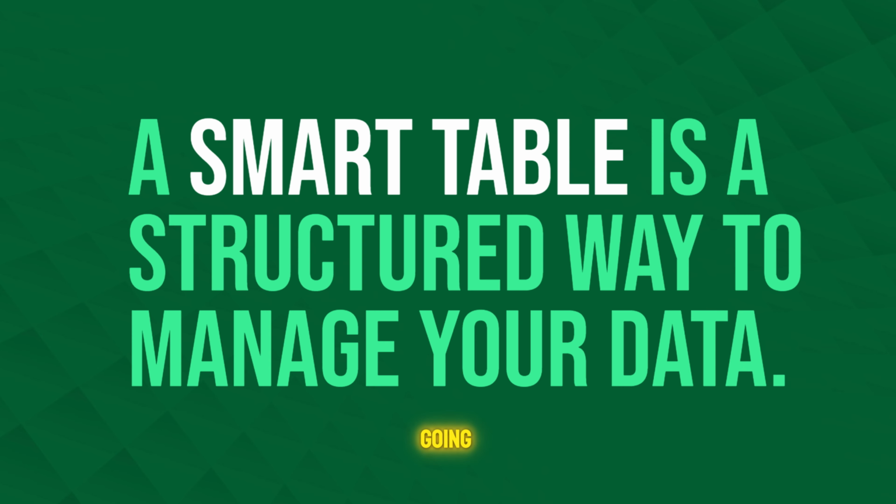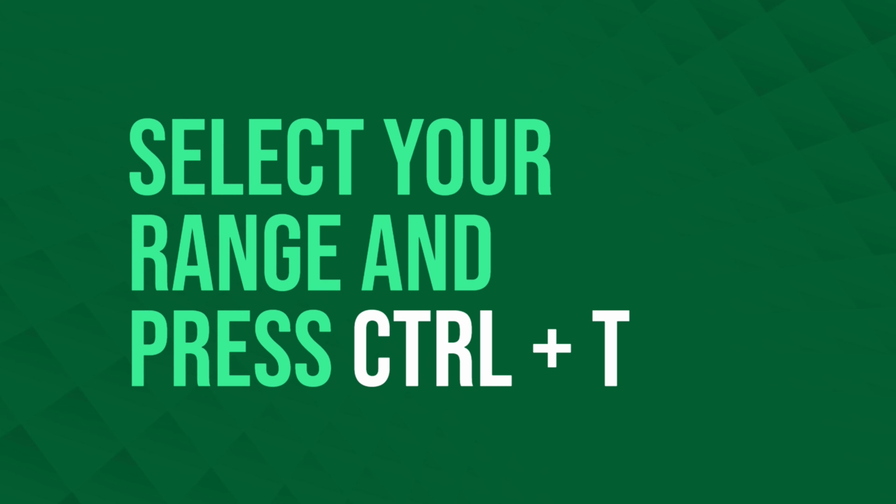First, we are going to discuss what a smart table is. A smart table is a structured way to manage your data. When you convert a normal range into a table, Excel adds intelligence to it, which is going to do automatic filtering, sorting, formatting and easy formula use for you. To turn a range into a smart table, you have to select the range and then press Ctrl T, a shortcut key, to convert the data into a smart table.